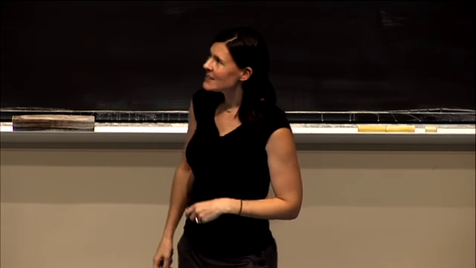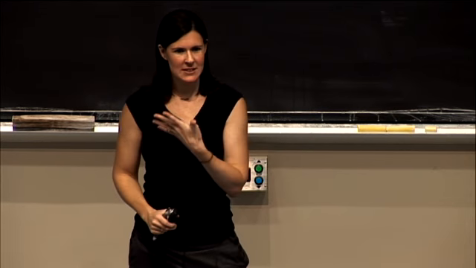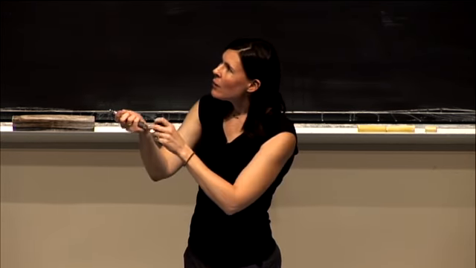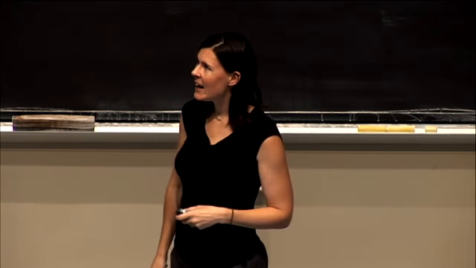So let's address this by considering another example which should clarify what the difference is between these ionization energies. So let's think about the energy required now to remove a 2s electron. Let's say we're removing it from B+ versus neutral boron. So in the case of B+, what we are starting with is the ion. So we're starting with the 2s2, and then we're going to 2s1 here. And what we call the binding energy is negative E of 2s in B+. This is what we saw in the last slide.